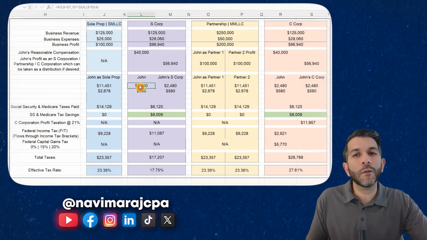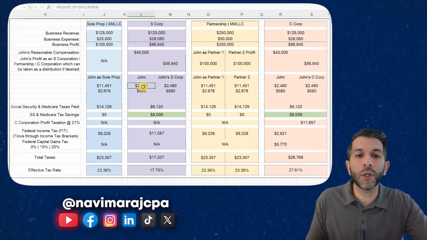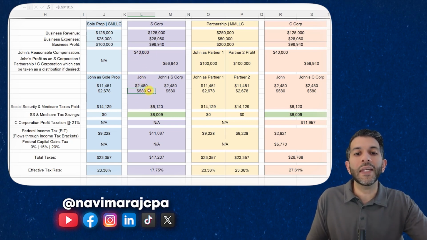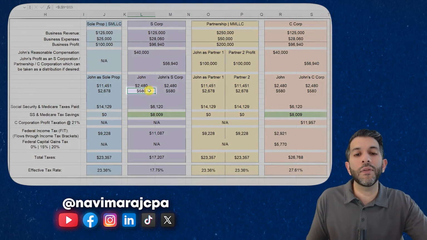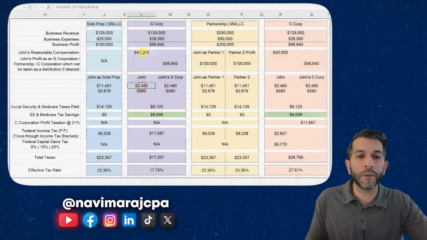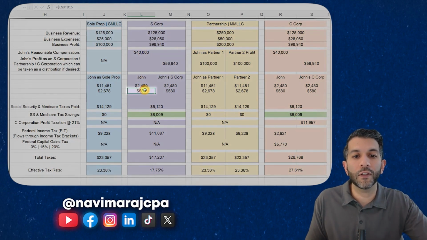Well, he has to pay FICA taxes. That's Social Security and Medicare. He has to pay this as John, the employee. This is 6.2%. 40 grand times 6.2% is this number here. And then he has to pay Medicare tax on this number, which is 1.45%. So 40 grand times 1.45% is this number here.